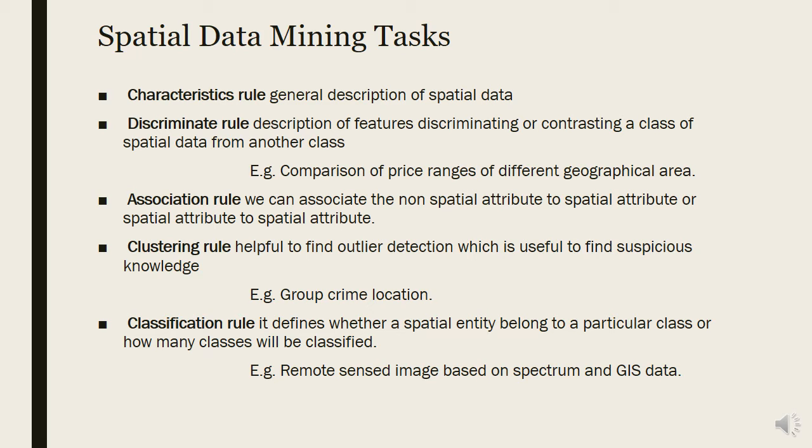Last one is classification rule. It defines whether a spatial entity belongs to a particular class or how many classes it will be classified into. Example, remote sensed images based on spectrum and GIS data.